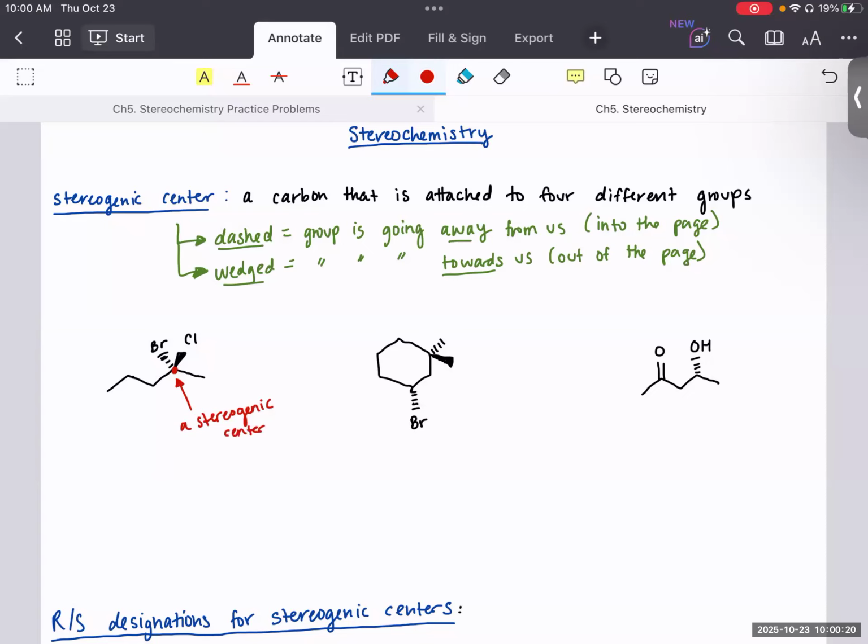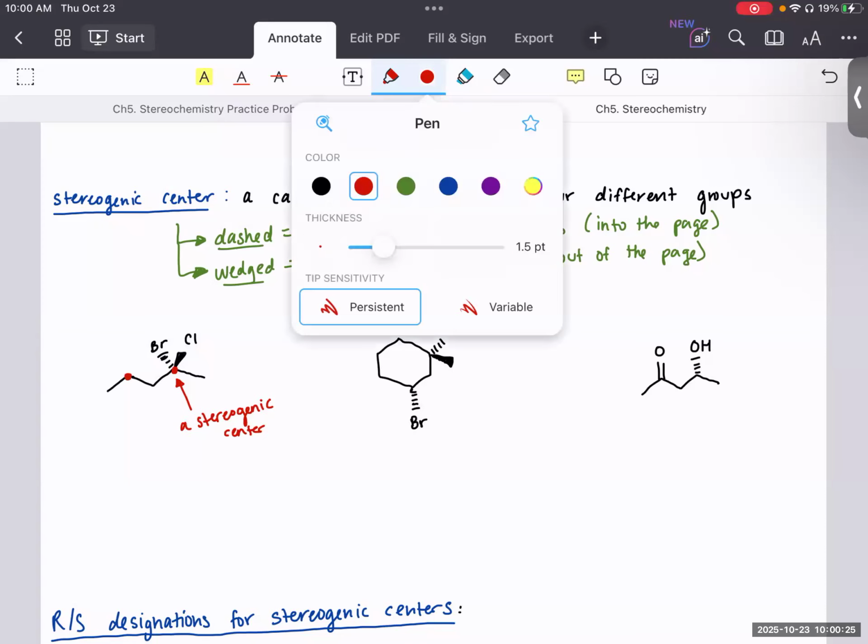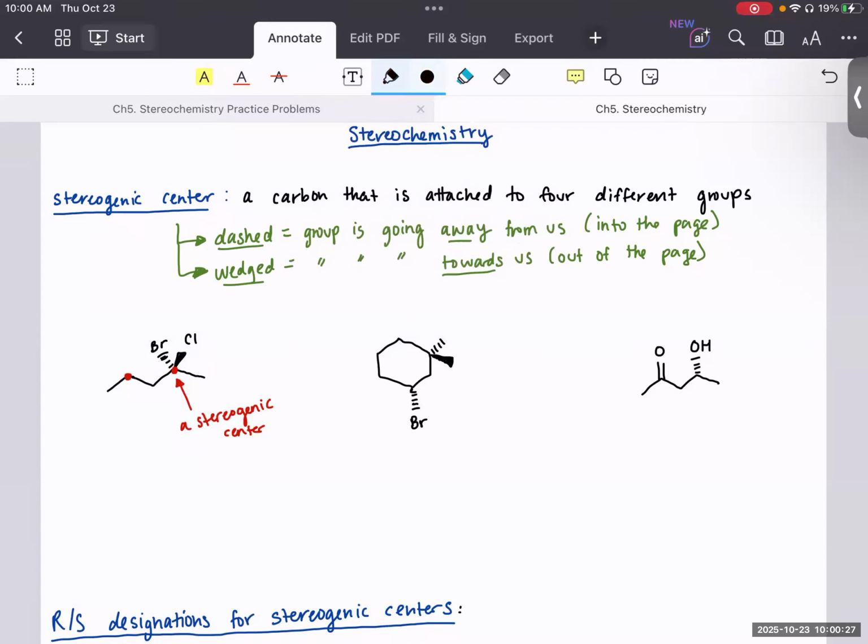In comparison to that, if we take a look at this carbon on the left, what we can see here is that if we were to draw in those hydrogens that are missing from the structure, we have 2 hydrogens bonded to that position. And so this one is not a stereogenic center because it doesn't have 4 unique groups. To be a stereogenic center, we have to have 4 unique groups, and 2 hydrogens are not unique.